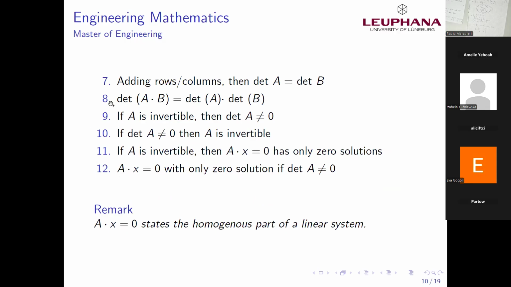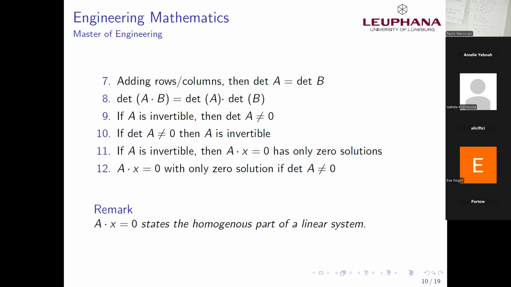Look at property number 8. Property number 8 is interesting because it states the distribution of the determinant operator with respect to the product between two matrices. And this is also due to the definition of the sum. Determinant of A dot B equals determinant of A multiplied by determinant of B. That's again an interesting property, if you think about the distribution of this operator.